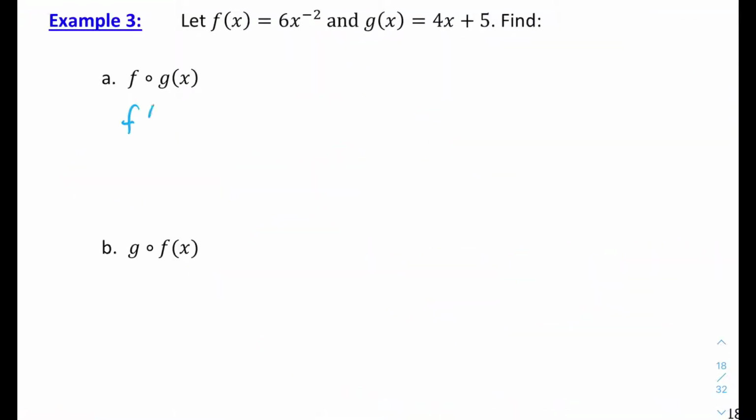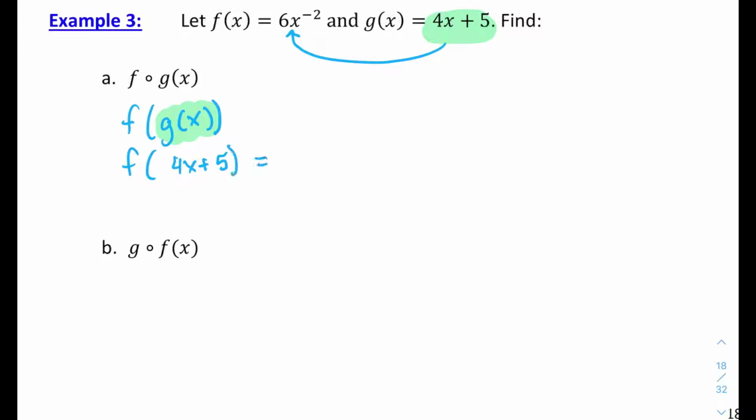So this time we're not plugging numbers in for our function values, we're just taking and plugging one function into another. So the little notation with the open circle I'm not a huge fan of, so I'm going to rewrite this as f of g of x with my parentheses. And then I'm taking my function g of x and plugging it into my outside function f of x.